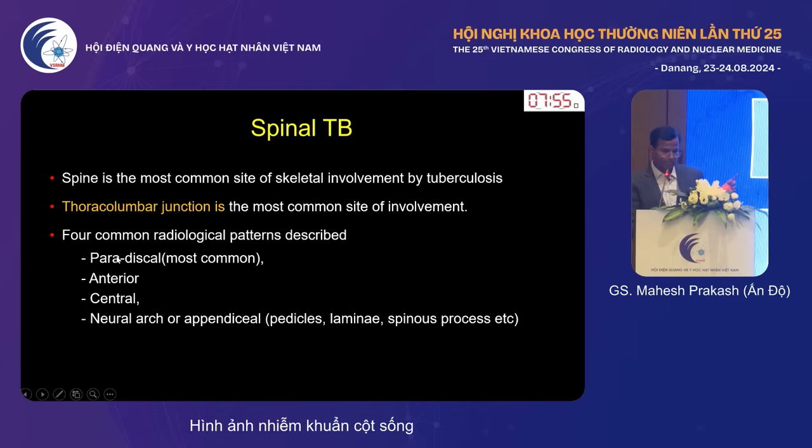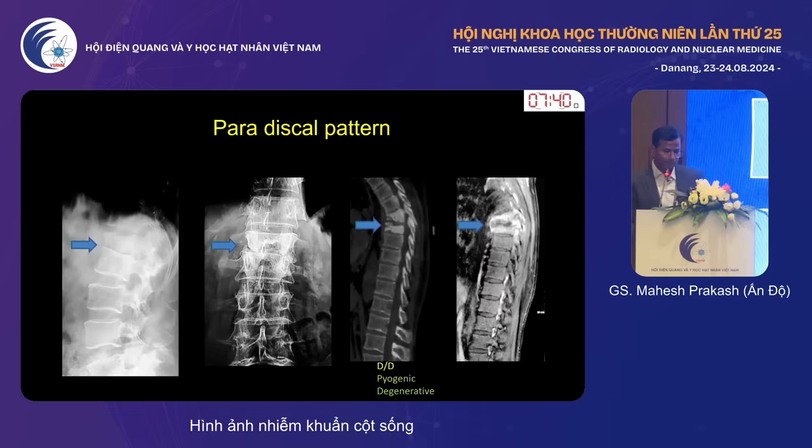One is paradiscal, anterior, central, and neural arch. I'll show you the imaging features, how they appear on MRI. We all know that the thoracolumbar junction is quite commonly involved. This one is a case of the paradiscal pattern. The infection is predominantly confined to the disc and paradiscal region, where end plate destruction can be seen on radiograph, CT scan, as well as MRI.